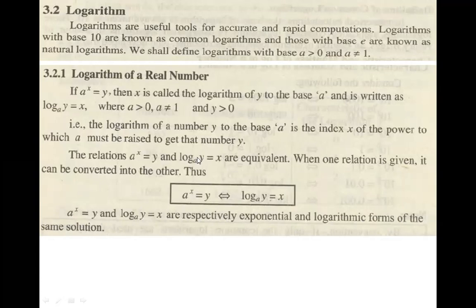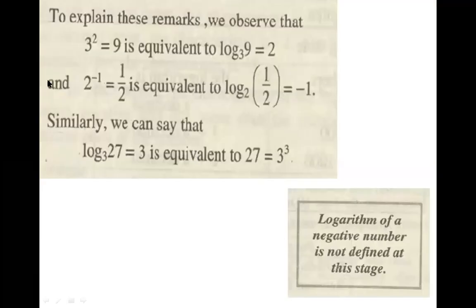Now look at this one. Take an example for this. To explain these remarks, we observe that 3 raised to power 2 is equals to 9 is equivalent to, when we write it in logarithmic form, log of 9 to the base 3 is equals to 2. Now, these are two equivalent forms.